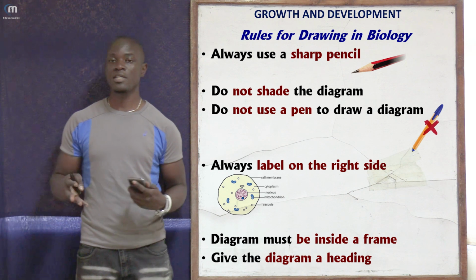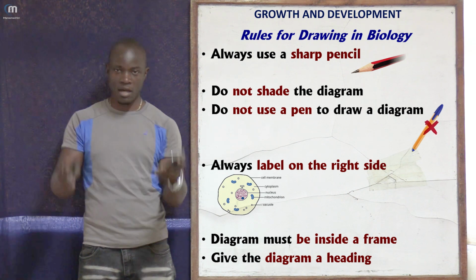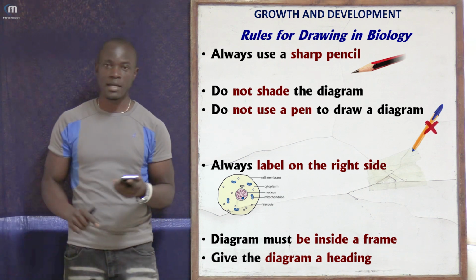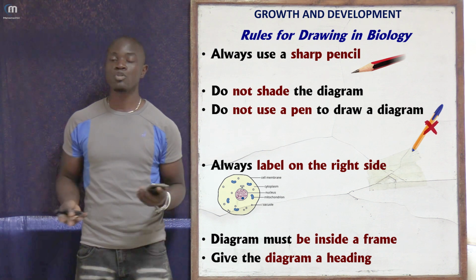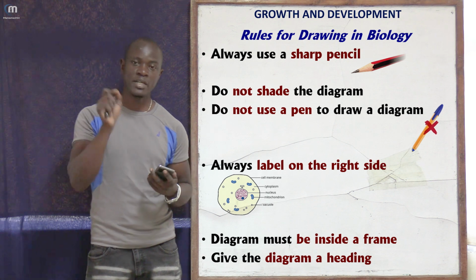So if your diagram doesn't have a heading, you're going to lose marks. And then finally, your diagram should be inside a frame. So put your diagram inside a frame and then label the diagram appropriately. Also, a diagram should be large enough to be read, or it should be legible. Don't draw a very tiny diagram.